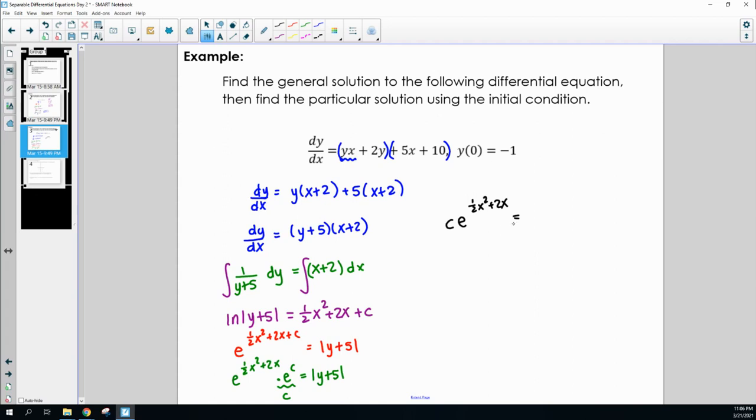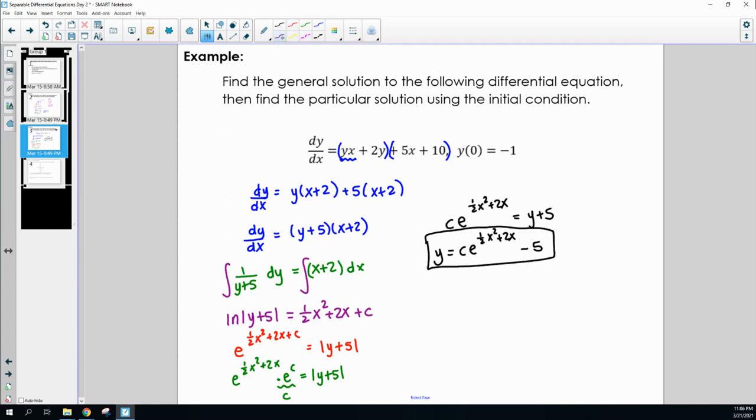y plus 5. I'm going to drop those absolute value bars now, right, because we know that it has to be positive if it's the ln of something, so it always needs to be positive. And now we can subtract 5. So we can get our general solution of y equals ce to the 1/2 x squared plus 2x minus 5. So this would be our general solution.